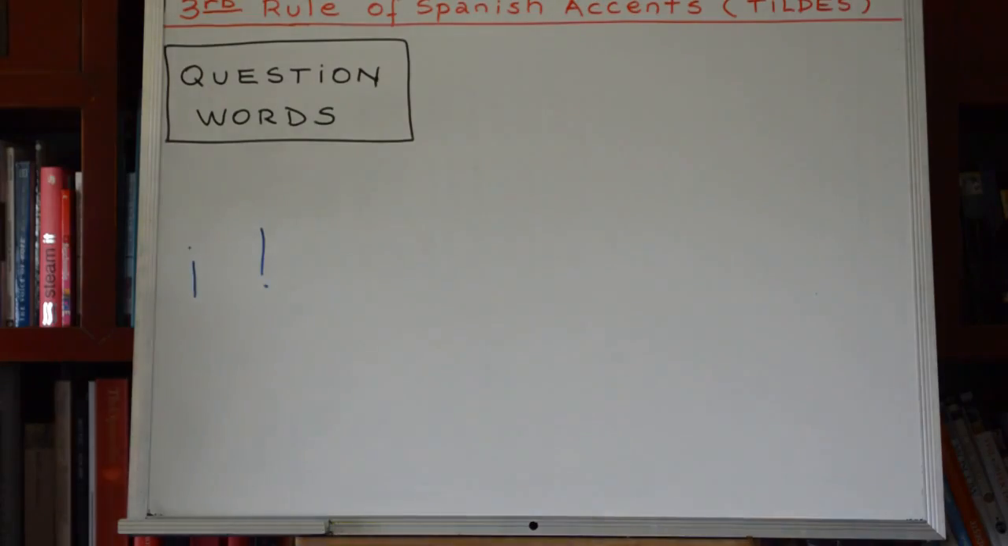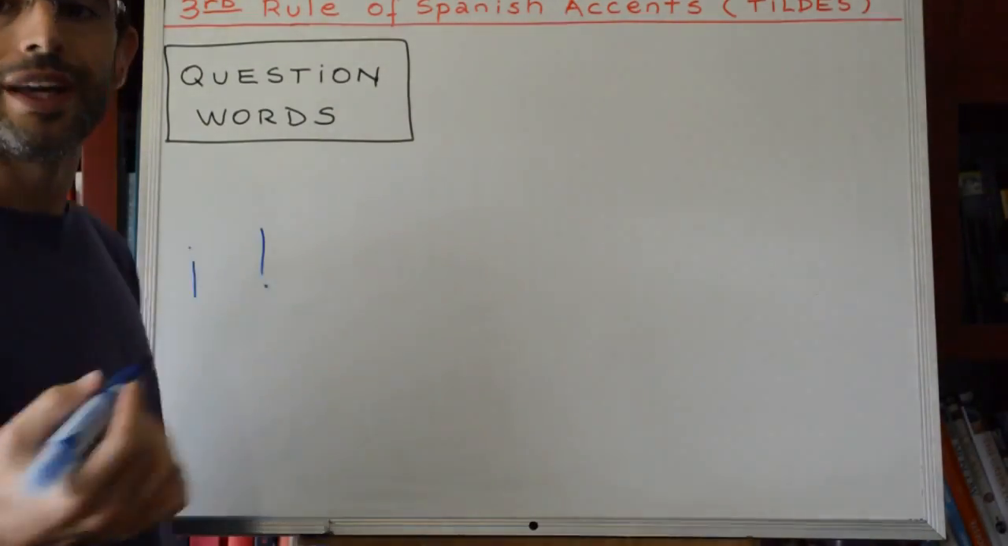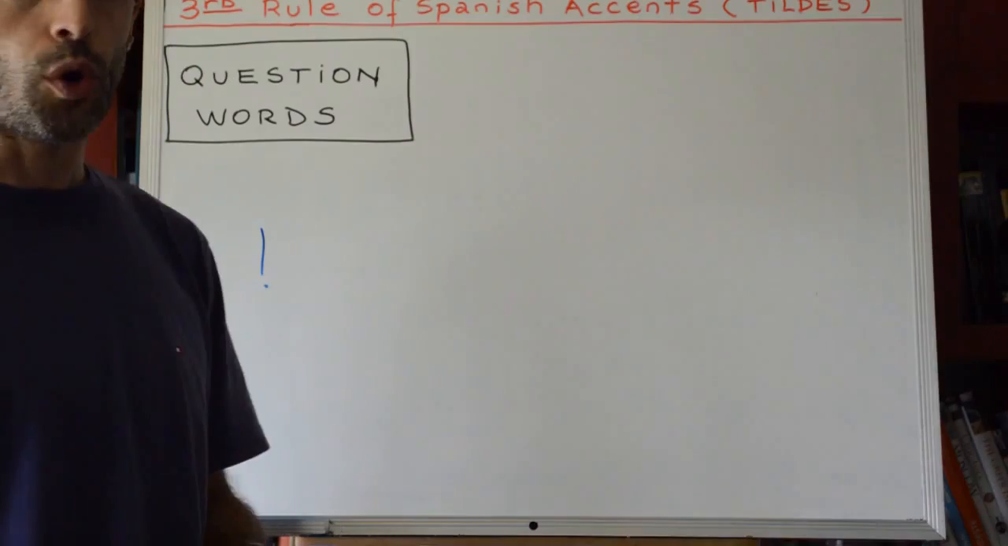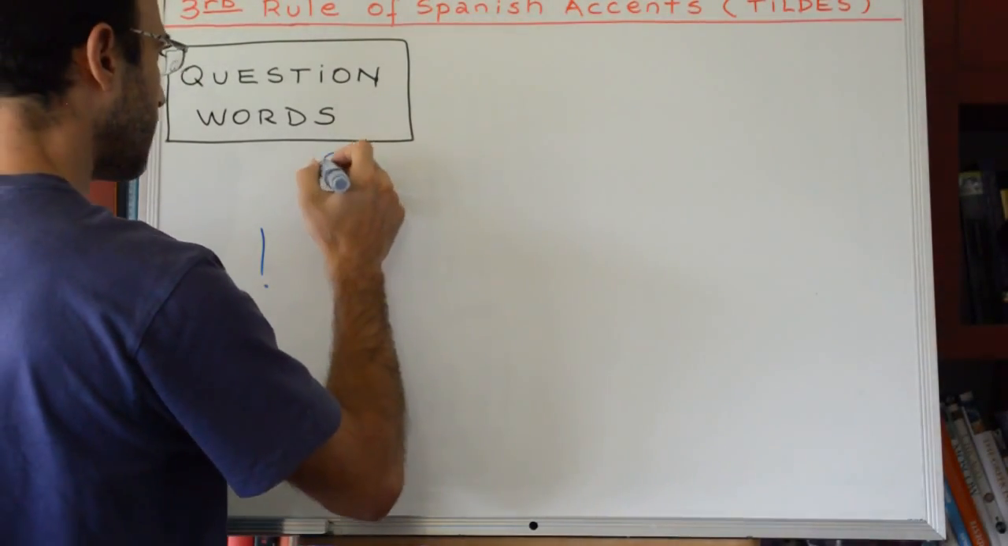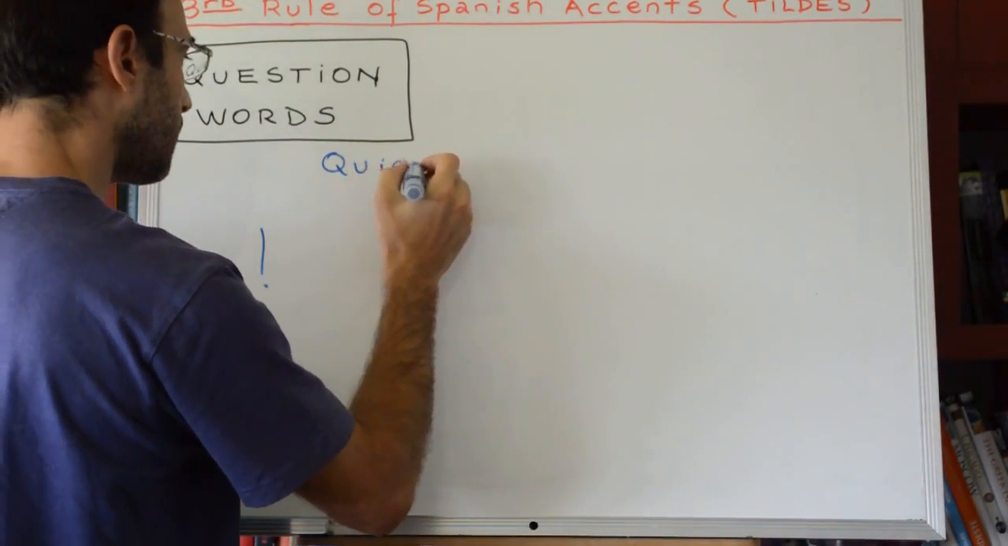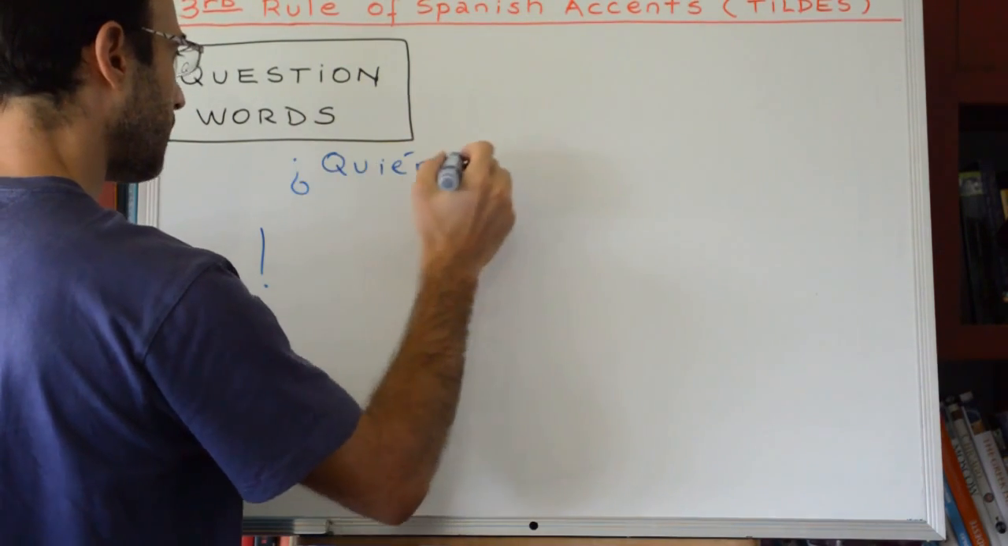So, I'll give you some examples. The word quién. The word quién means who. Example. ¿Quién te dijo?